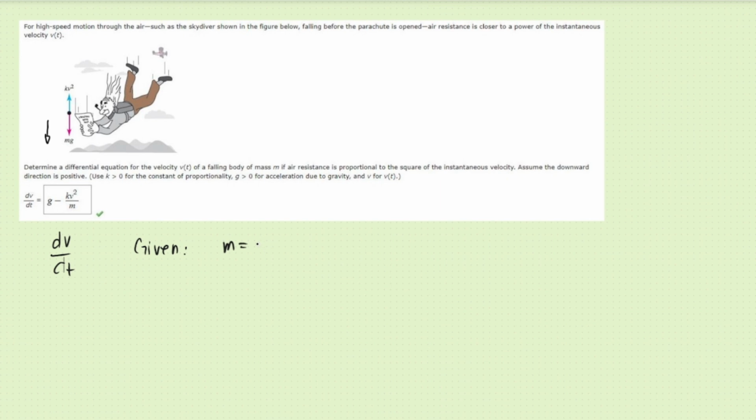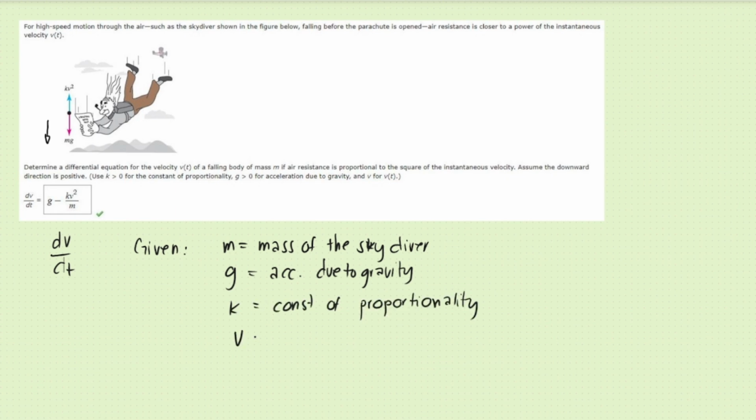Let's define this first. m is the mass of the skydiver. We also have g, the acceleration due to gravity, and k, the constant of proportionality. And we have v, which is the instantaneous velocity of the falling body with mass m. We're going to use these parameters to look for dv over dt. We expect our answer to be dv over dt equals g minus kv squared over m.